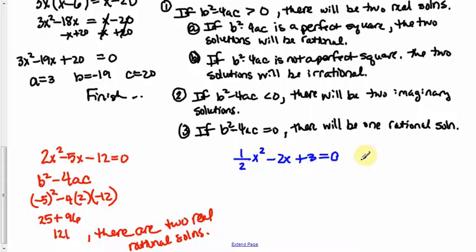I want to find the discriminant. So the discriminant is b squared minus 4ac. So that would be negative 2 squared minus 4 times 1/2 times 3. Negative 2 squared is positive 4. And then 4 times 1/2 is 2, and 2 times 3 is 6. So it would be minus 6. 4 minus 6 is negative 2.